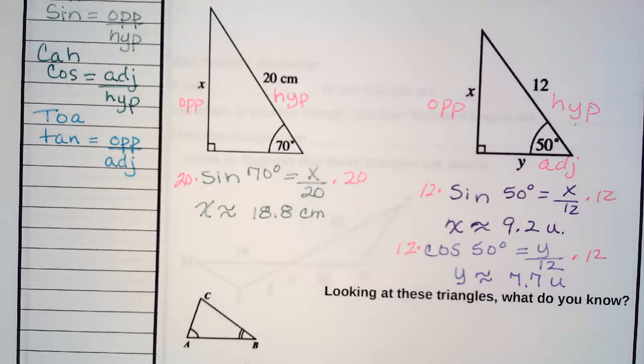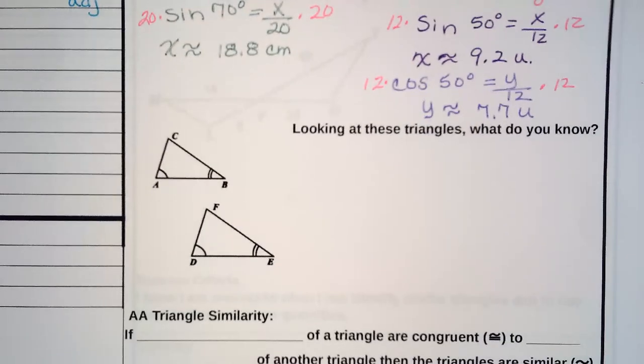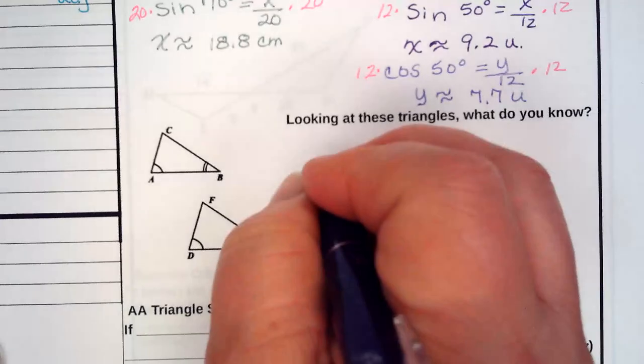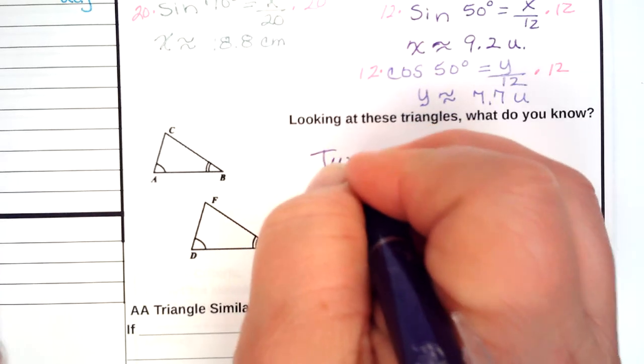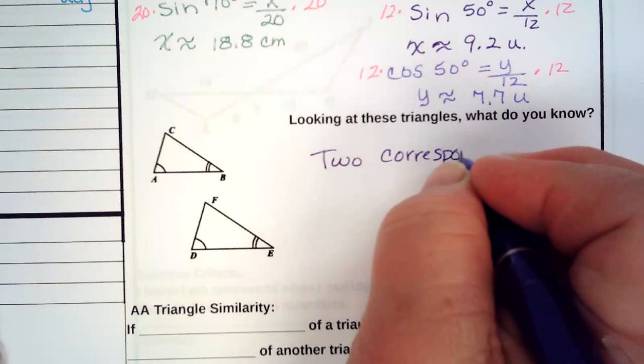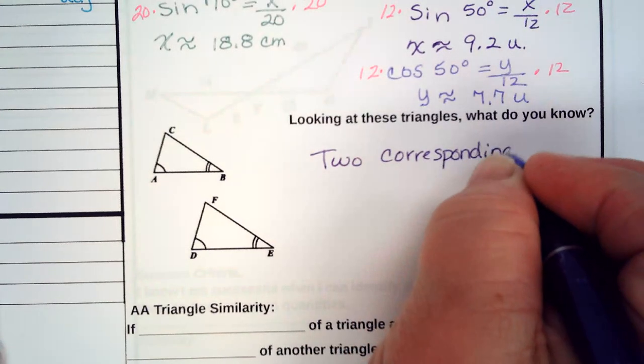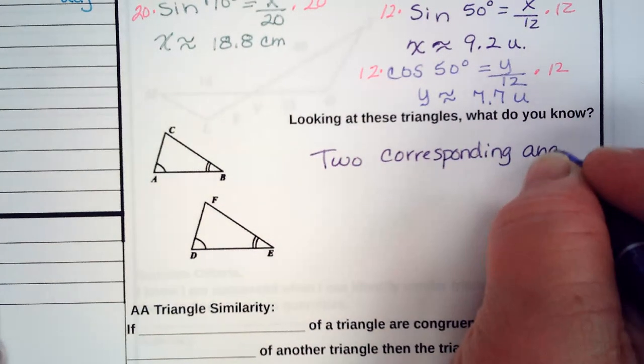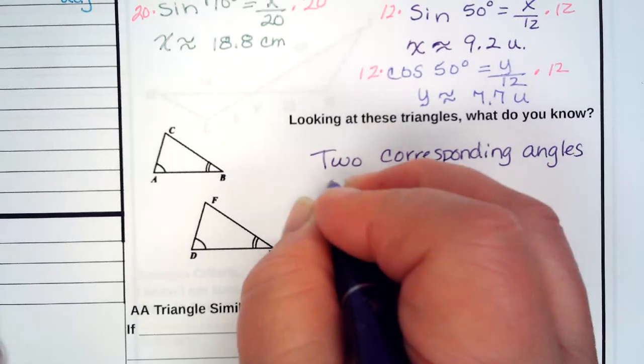So let's start looking at triangle similarity. When you're looking at these two triangles, what do you notice? Well, they're not the same size, but they've got two corresponding angles that are congruent.